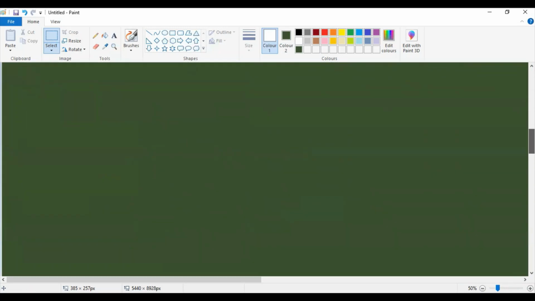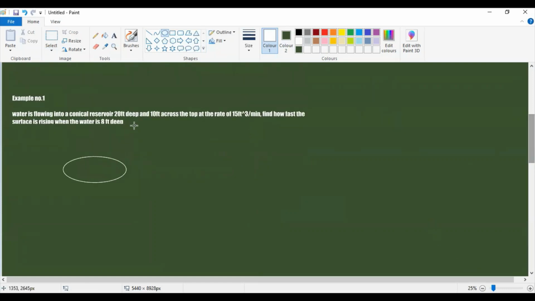So we will do the first step, which is to draw a diagram in order to visualize that question. So we have this one. You need to draw a cone because it says here it's a conical reservoir. Then it looks like this. I am having a hard time drawing a diagram, but it doesn't matter as long as you understand it, then it's no problem. Then we have water that is 8 feet deep, so we need to draw that also.